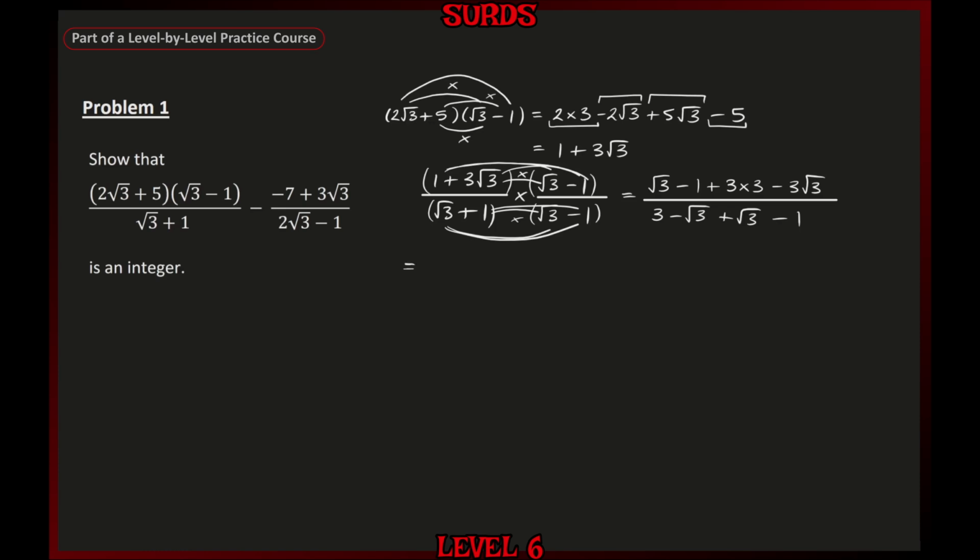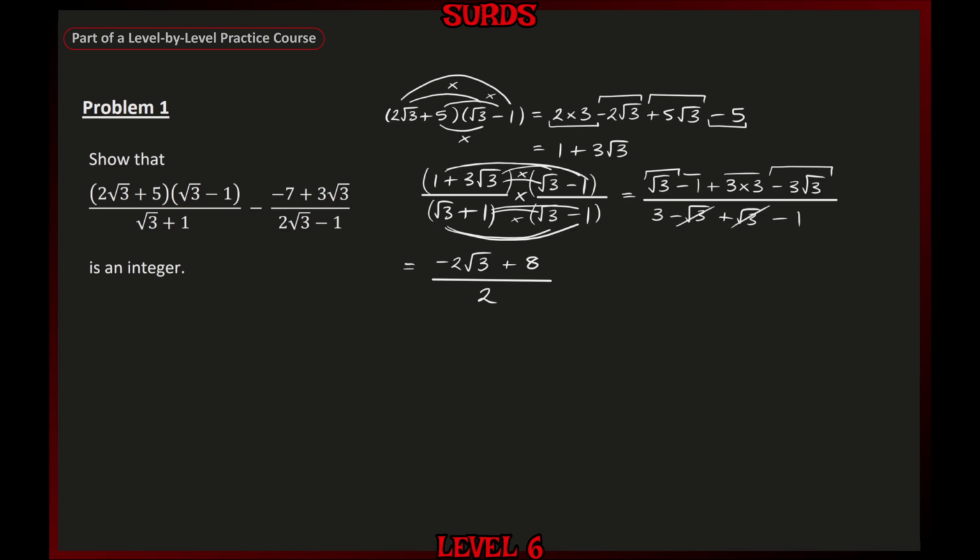So starting with the numerator, we have root 3 and minus 3 root 3. So that gives us minus 2 root 3, because 1 root 3 minus 3 root 3 is minus 2 root 3. Next, we have minus 1 plus 3 times 3. So that's minus 1 plus 9, which gives us plus 8. In the denominator, as expected when we rationalise, the surds cancel out. The minus root 3 and the plus root 3 become 0, and we have 3 minus 1, which is 2.